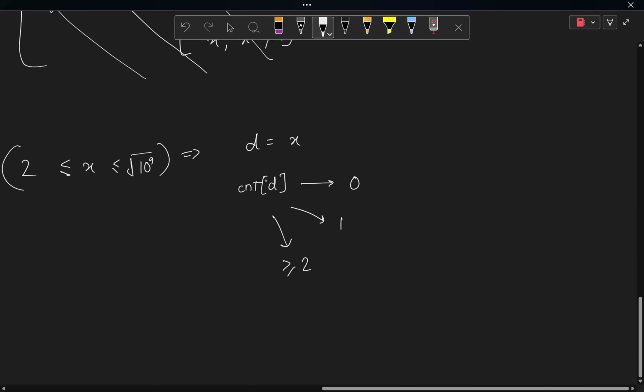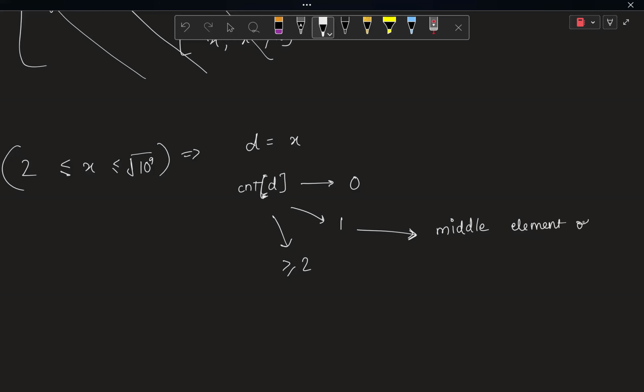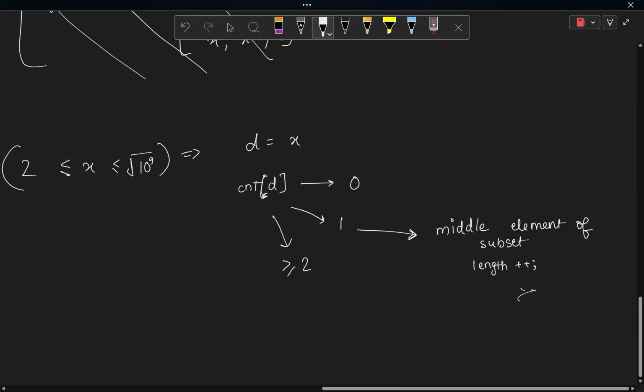In the case when the frequency of d is 1, I think it should be intuitive for you to understand that it will act as the x raised to the power k of the pattern, basically the middle element of the subset. It will act as the middle element of the subset, which means the length of the subset will increase by 1, and you would not check for any other, like x raised to the power 2k. It is the middle element, so the pattern has ended. You will just break whatever loop you would be running.